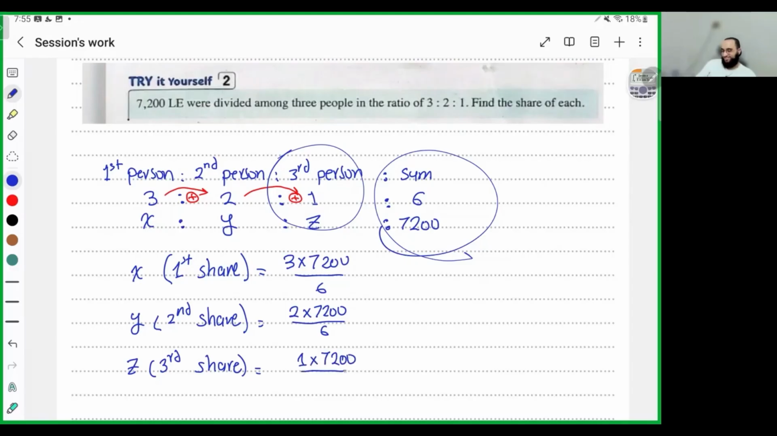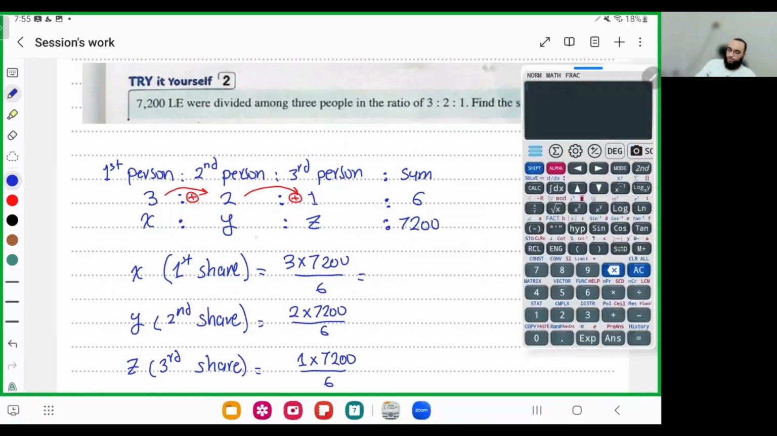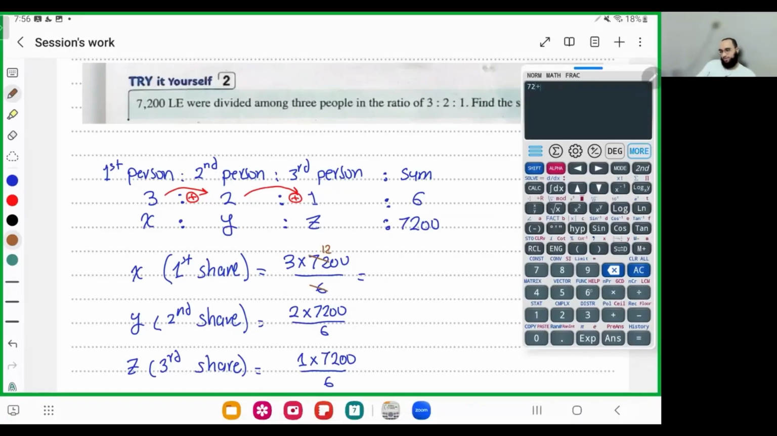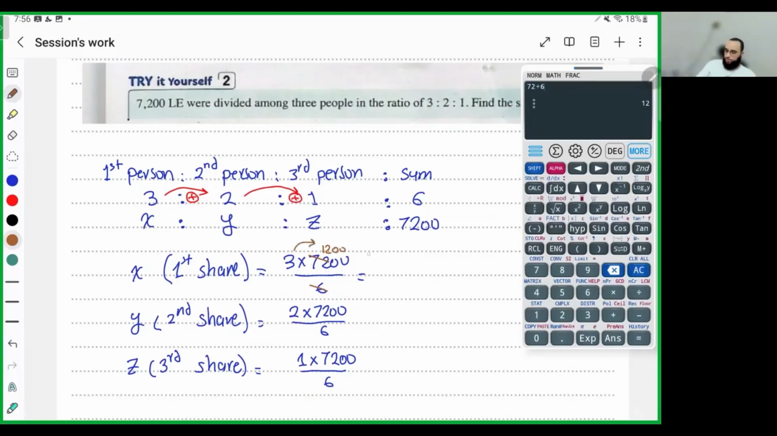The first one will be 3 times, the calculator. That's it. So you can do it without the calculator. 72 divided by 6 equals 12. I think it's 12. Is it correct? Yes, it's 12. And bring the 2 zeros. 3 times 12, 36, and there are the 2 zeros. So right now it's 1,200 times 2, which is 2,400. 1,200 times 1, which is 1,200.